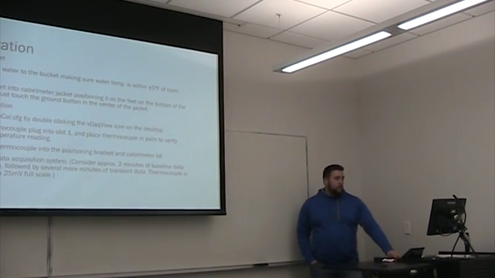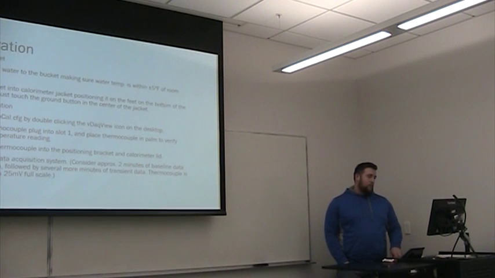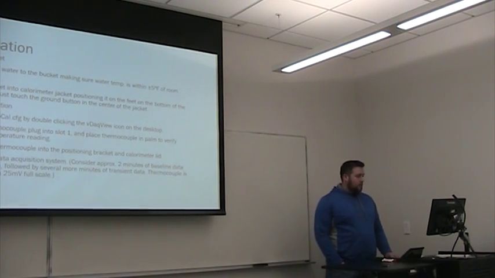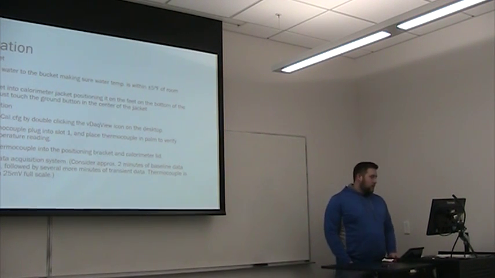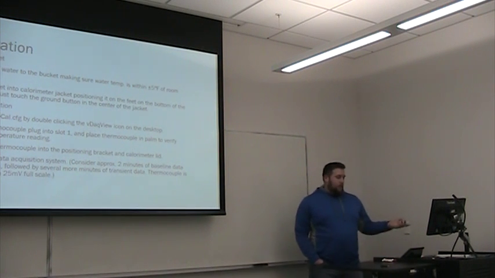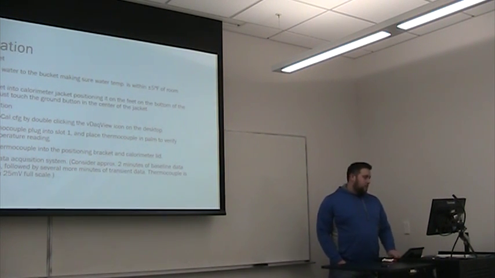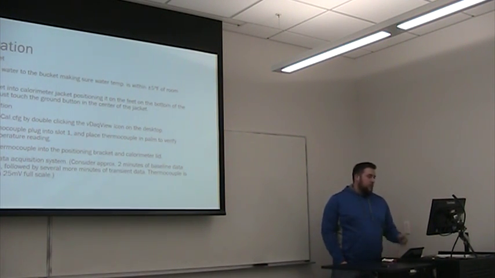For the water jacket, you add 2 kilograms of water to the bucket and make sure that the water temperature is within 5 degrees above or below room temperature. You put the bucket in the calorimeter jacket, positioning it on the feet at the bottom of the jacket, and make sure that it's touching the ground button in the center. You want to open up the software to record the data on the computer, insert the thermocouple plug into the PDAC, and place the thermocouple in your palm to verify that it's reading correctly. Then put the thermocouple in the positioning bracket in the calorimeter lid, and then you prep the data acquisition system.